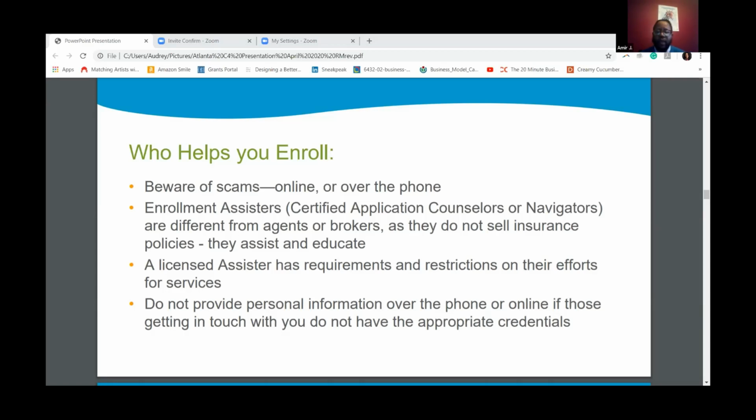I was talking about scams just a moment ago, and I want to reiterate that personal information should never be given over the phone unless it is a licensed and appropriately credentialed individual. All right. Next slide, please. And before we begin with that, we'll look at the chats.